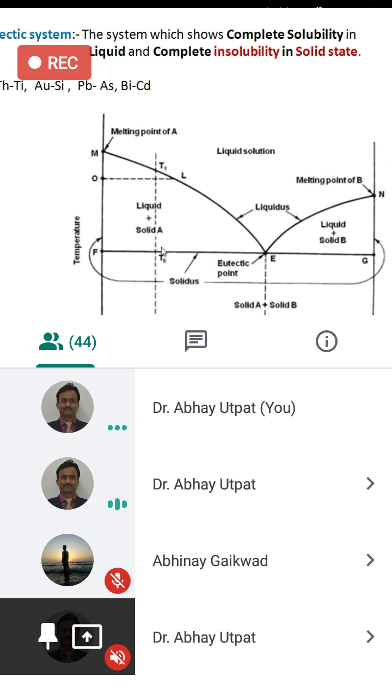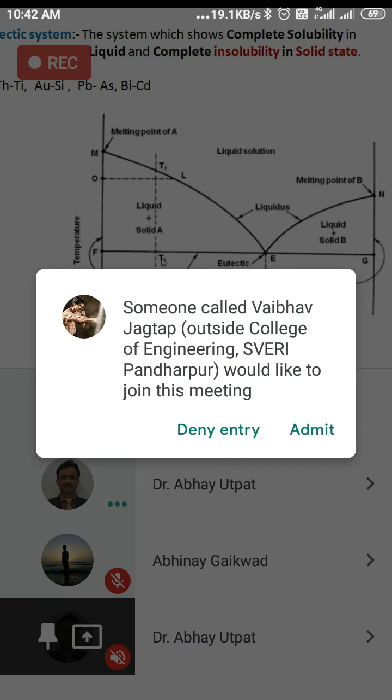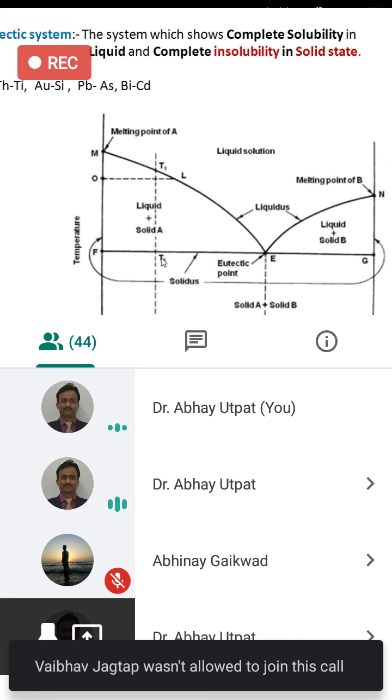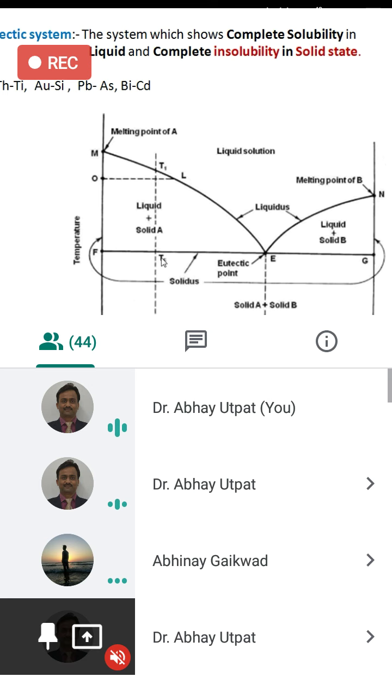Means just below this point TE, what are you going to write? A plus, in brackets, mixture of AB, and that mixture of AB is the eutectic mixture. Okay, now let us go to the next slide.